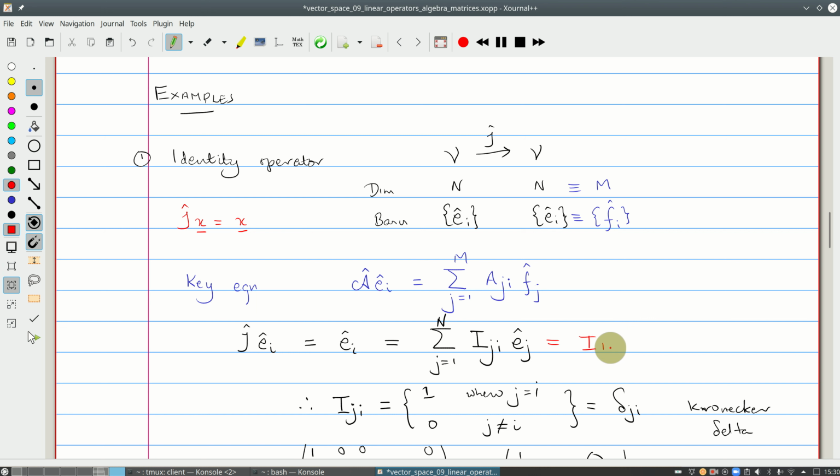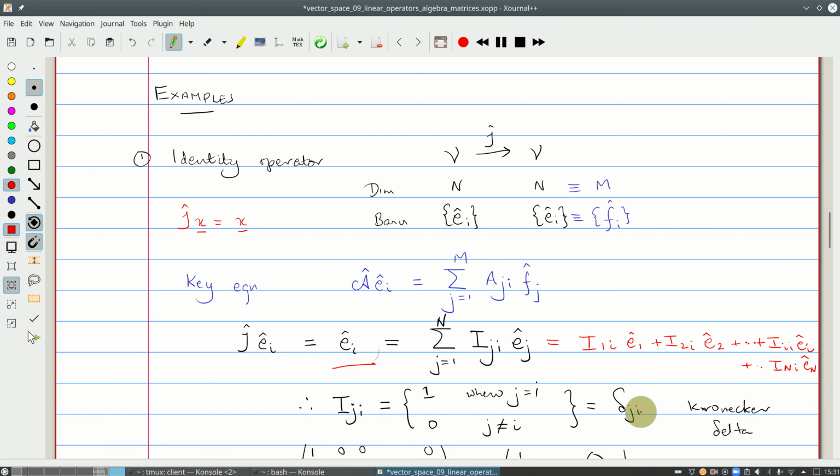This would be I_1i e_1 plus I_2i e_2, and this goes on. At some point you will have j equal to i, in which case you will get a term which looks like this: I_ii e hat i, and then it will go on all the way to the last term, which is when j is equal to n, so I_ni e_n. Now if you compare this term here with this sum on this side, you will see that we must have the matrix components I_ji equal to 1 when i is equal to j. That's this term here. And all the other terms should vanish because they are not on this side, which means that when i is not equal to j, we should have a 0.